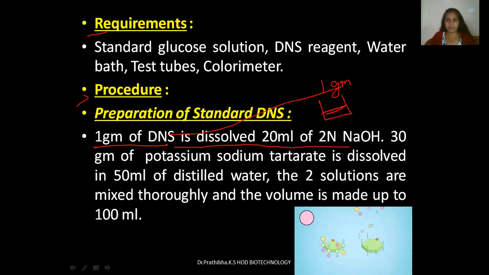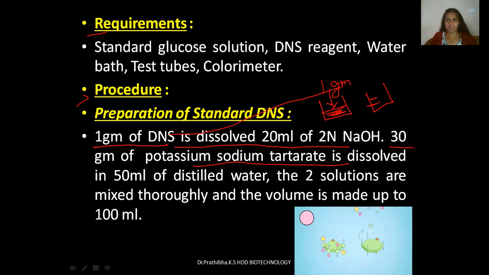You are going to take 2 normal NaOH. To this, you are going to add 1 gram of DNS. Then in another container, you are going to weigh 30 grams of potassium sodium tartrate, dissolved in 50 ml of distilled water.